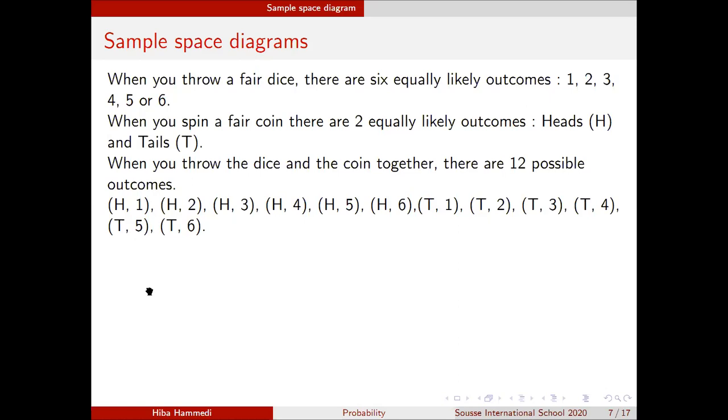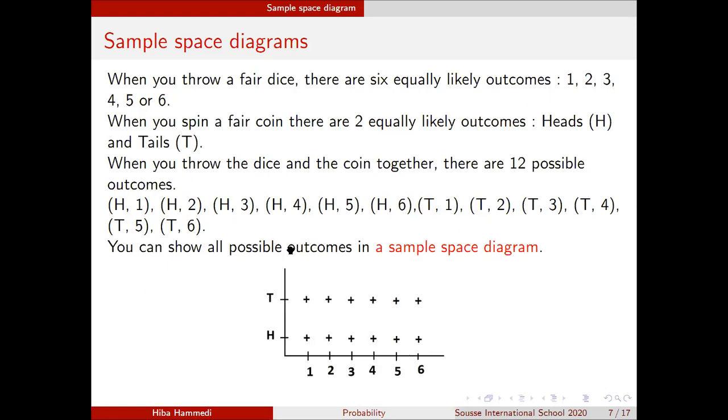But a better way to present all the possible outcomes is what we call a sample space diagram. So a sample space diagram is something like that. You put on the 2 axes the possible outcomes for each event. So for flipping a coin, I have heads and tails. On this axis, I put heads and tails. And for this axis, I put all the possible outcomes for throwing a dice. So from 1, 2, 3, 4, 5, etc.